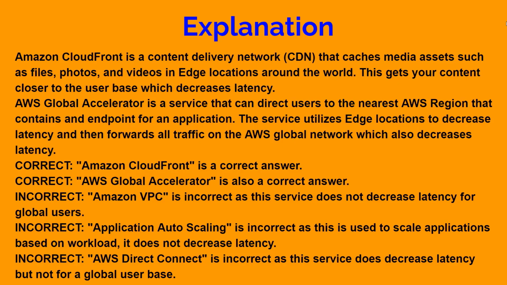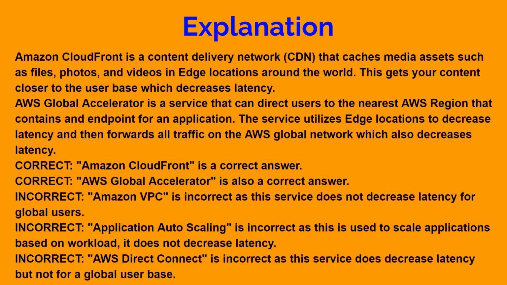Explanation. Amazon CloudFront is a content delivery network, CDN, that caches media assets such as files, photos, and videos in edge locations around the world. This gets your content closer to the user base, which decreases latency. AWS Global Accelerator is a service that can direct users to the nearest AWS region that contains an endpoint for an application. The service utilizes edge locations to decrease latency and then forwards all traffic on the AWS global network, which also decreases latency.